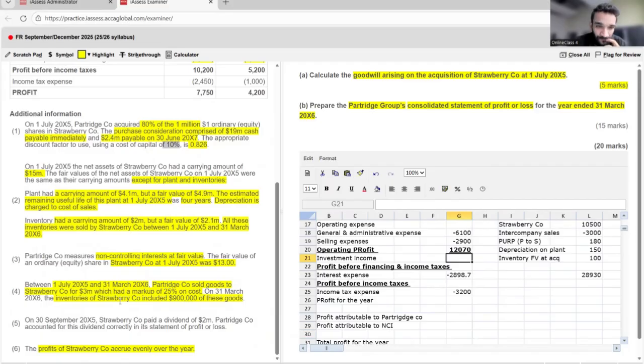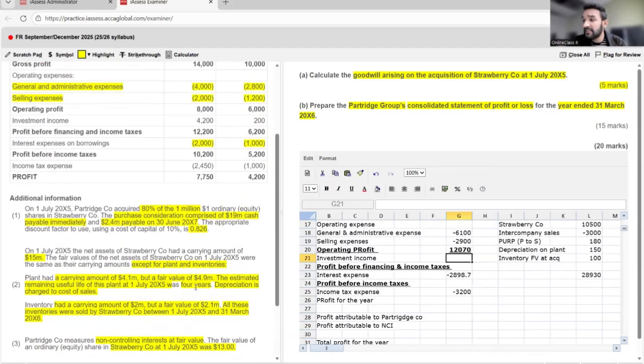Regarding the investment income, what is the correct treatment? They have paid us a dividend of 2 million as well, right? Now listen very carefully. They have paid us a dividend of 2 million as well. We have to deduct that dividend as well.